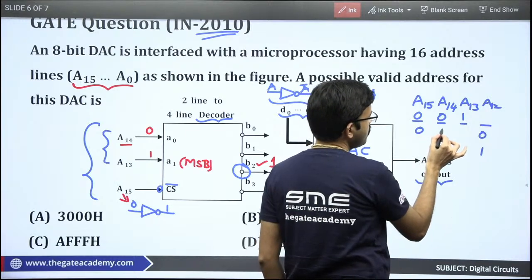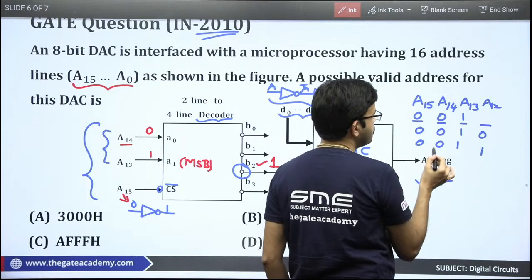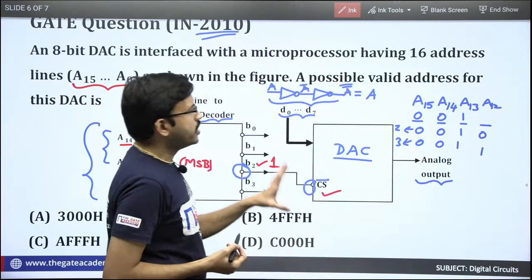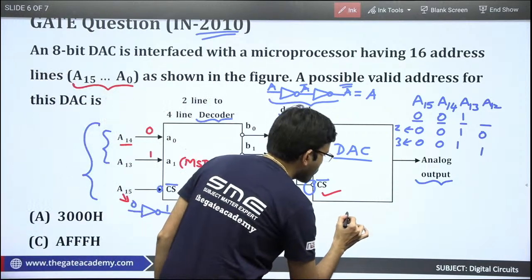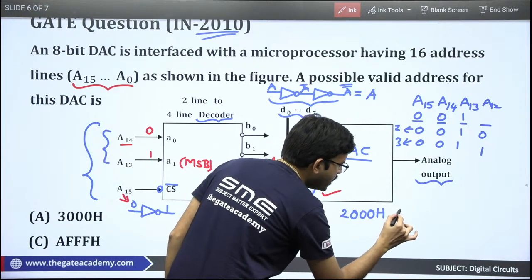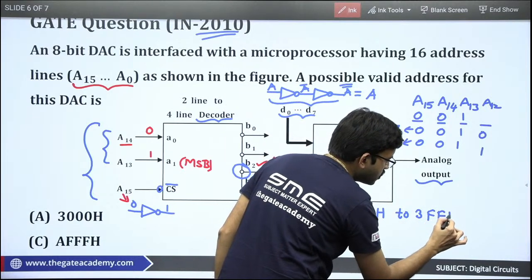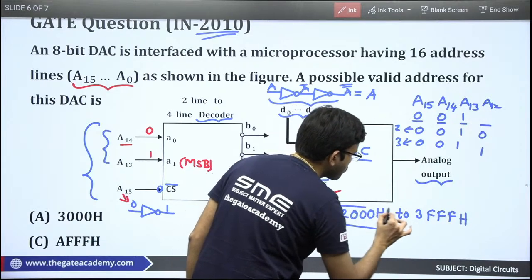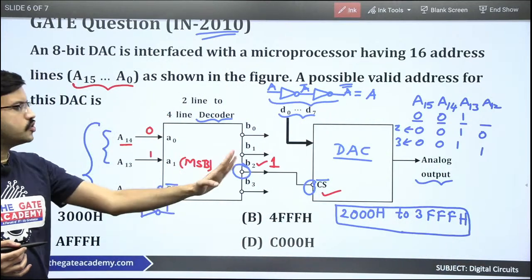0 0 1 0 is nothing but 2 and 0 0 1 1 is nothing but 3. Regarding A11 to A0, when you group 4 bits, the starting address you will get is 2000H, and the ending address will have the starting digit as 3 and the other 3 digits as FFF. Is it clear, everyone? This is the address range for the given interfacing circuit, 2000H to 3FFFH.